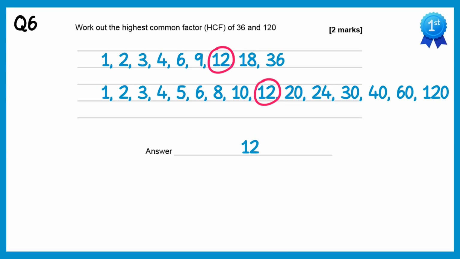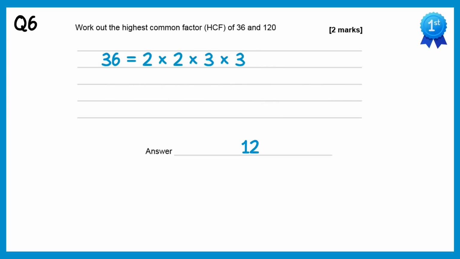Instead, you may prefer to use prime factors. So if you express both of these numbers as a product of prime factors, 36 looks like this, and 120 looks like this. You then look for the common factors in each number, so we've got 2 2's in each one, and we've also got 1 3 in each one, so 2 times 2 times 3 does also give you 12.